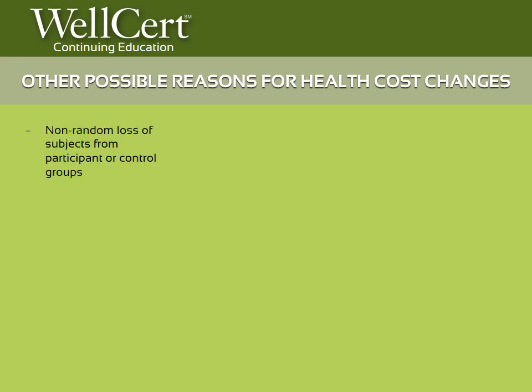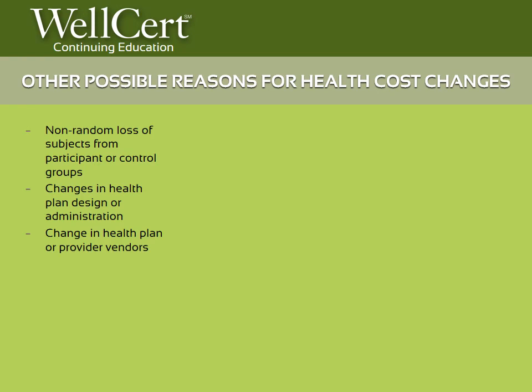It can include a non-random loss of subjects from participant or control groups. So if we've structured our claims analysis to look at participants or look at non-participants as controls, there sometimes is a non-random loss of those subjects, which means there's a bias creeping in. Changes in the health plan design or administration. We may have changed vendors. We may have changed into a new claims data system in the same vendor. We can have changes in health plan or provider vendors within the health plan so that they're using different vendors because they've contracted and negotiated different arrangements.